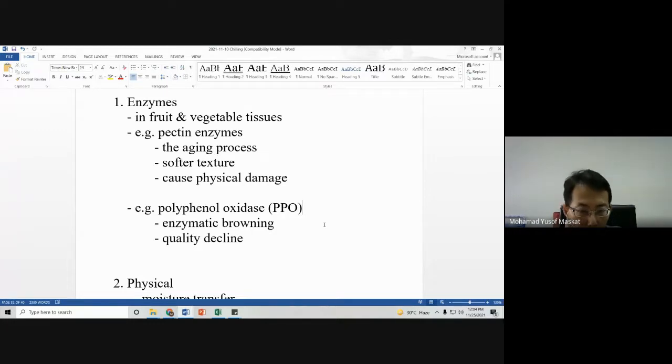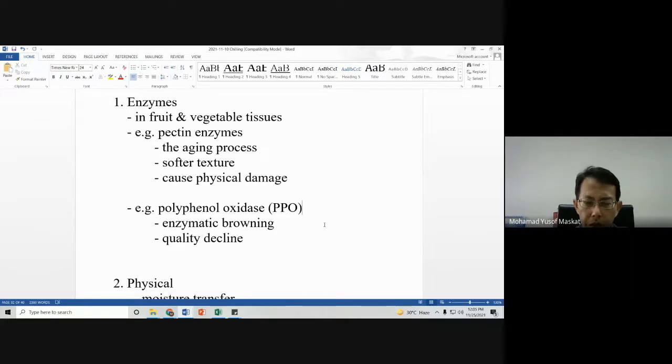Okay, so what happens to polyphenol oxidase? Okay, four types of browning. Three types are non-enzymatic, meaning that it does not involve enzymes. Only one is enzymatic browning, and that one enzymatic browning is caused by polyphenol oxidase.